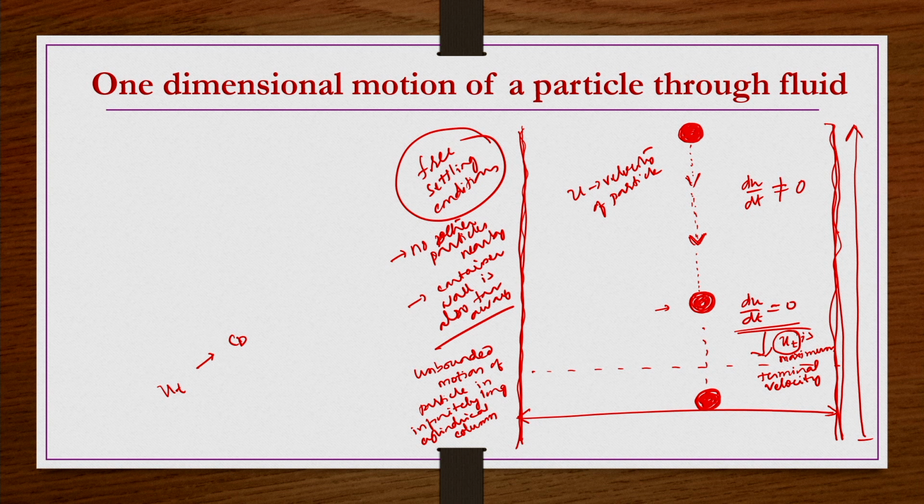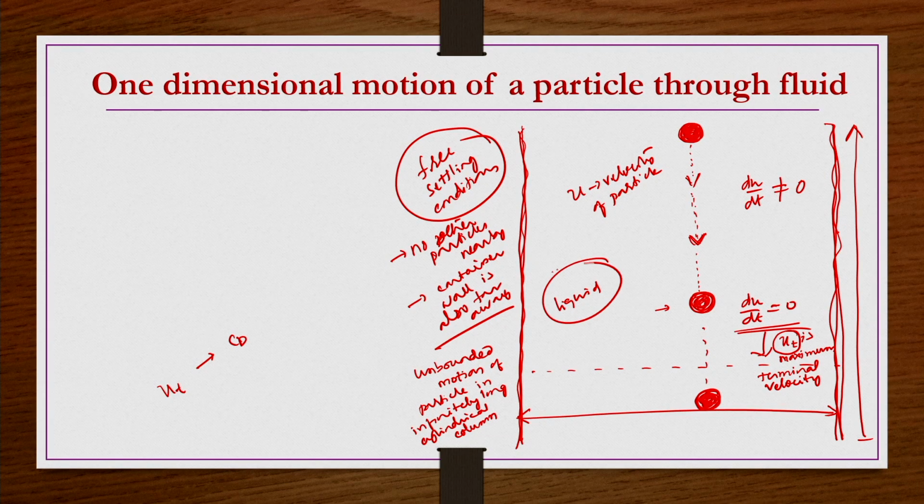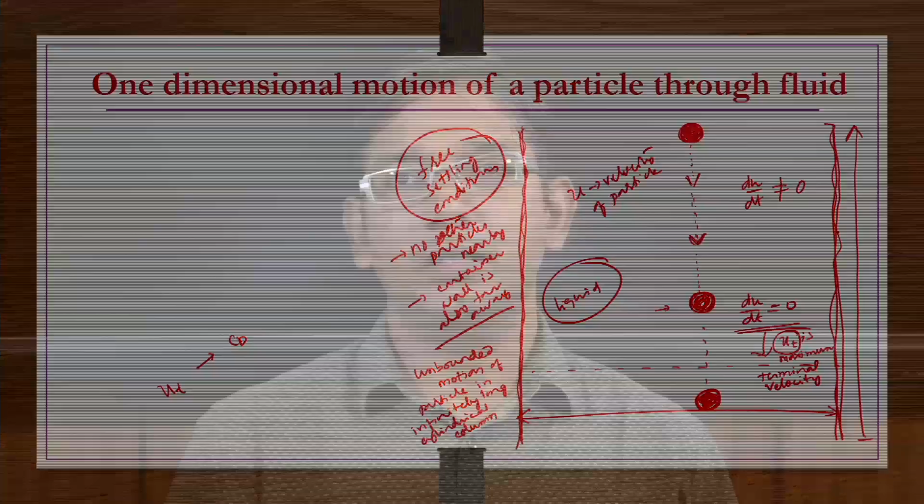So, what are we taking? We are taking an infinitely long cylinder filled with some kind of liquid, in which you are trying to settle this particle, or trying to find out the velocity of the particle, or the drag experienced by this particle when it is settling in a column of liquid. So you have taken an infinitely long column, of large diameter and large height, and filled it with a liquid. In this liquid you are allowing one small particle to settle down.